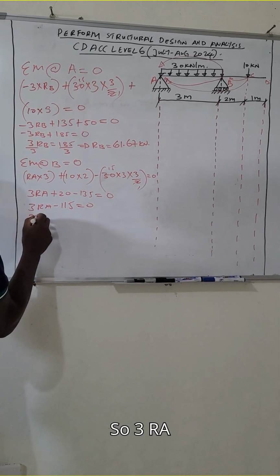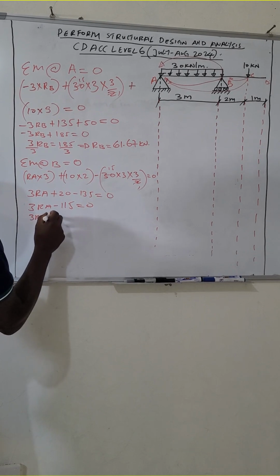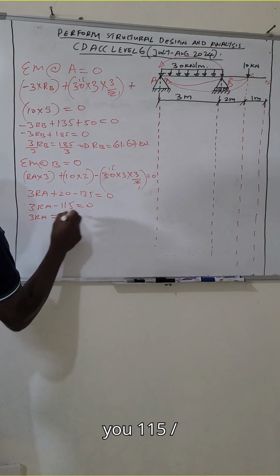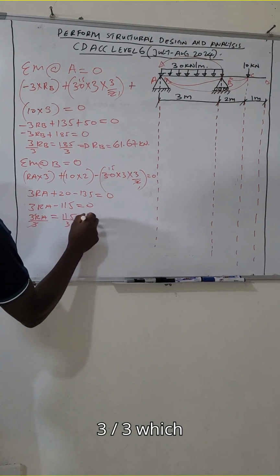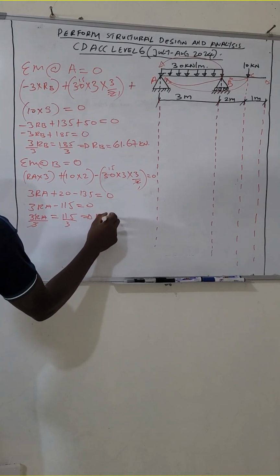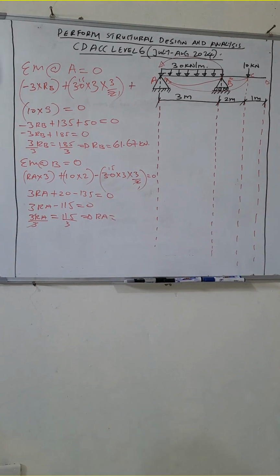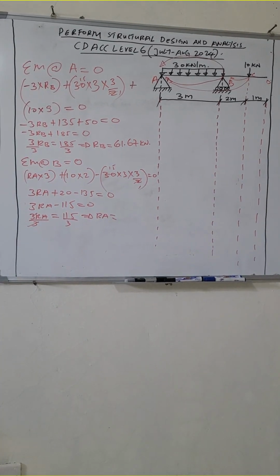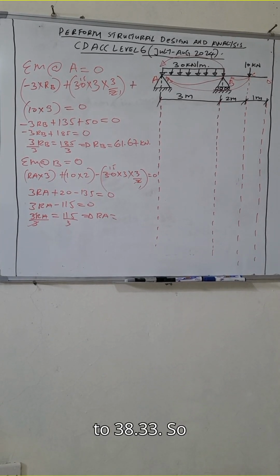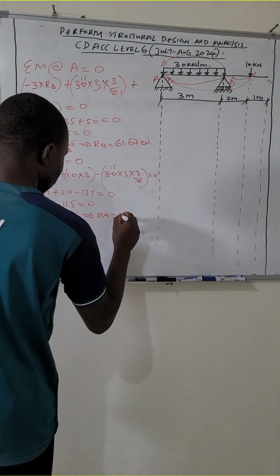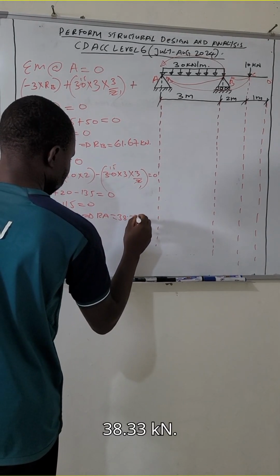So 3RA should give you 115 over 3, which implies RA equals 38.33 kilonewton.